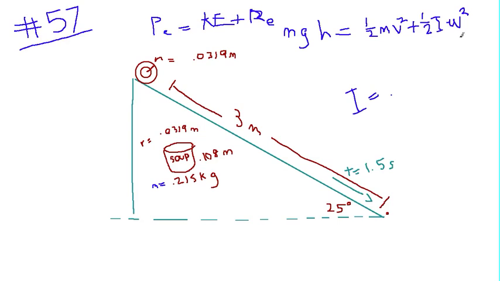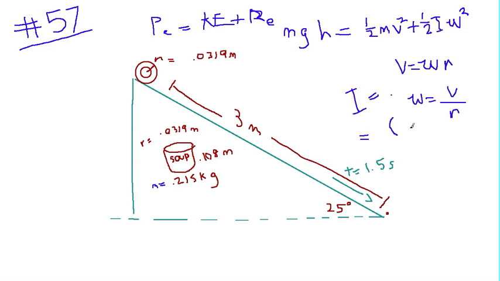And of course, now we have an issue. We don't have omega. But that's easy, because we know how far it's going, which is 3 meters, and how much time it took, which is 1.5 seconds. So we can get the angular analog of velocity, omega. We know that this speed is equal to omega times the radius, and the radius is 0.0319 meters after the conversions. So omega is this velocity over r.